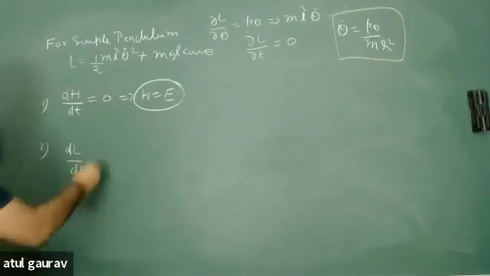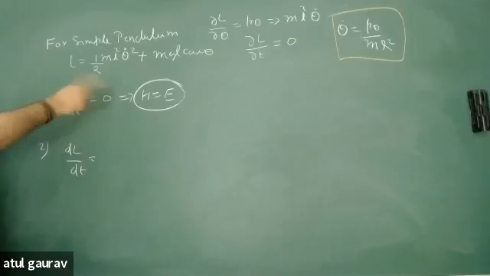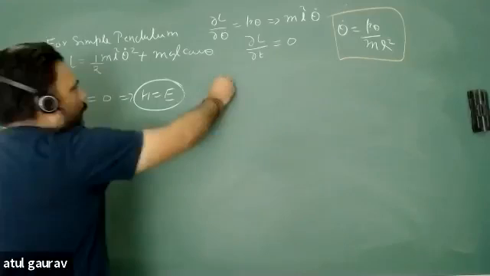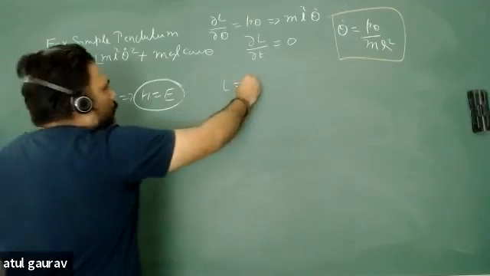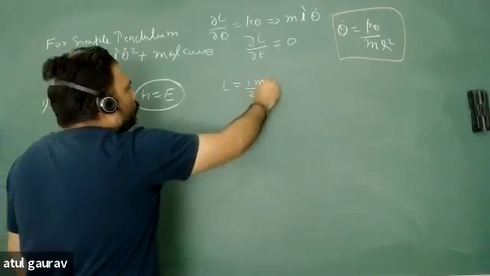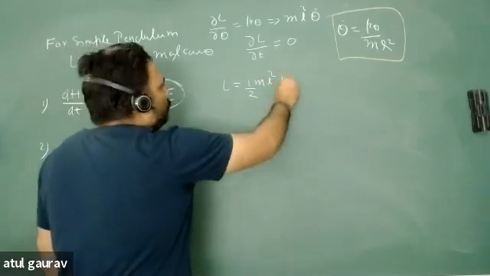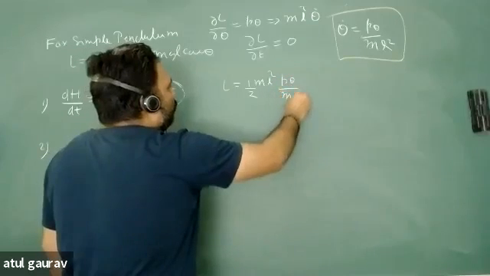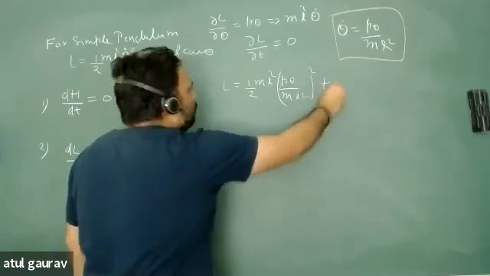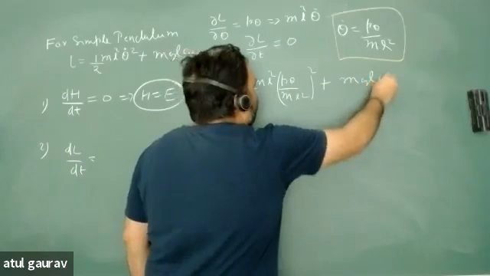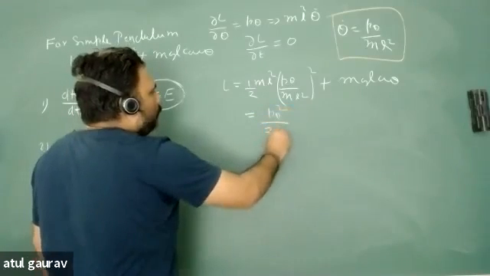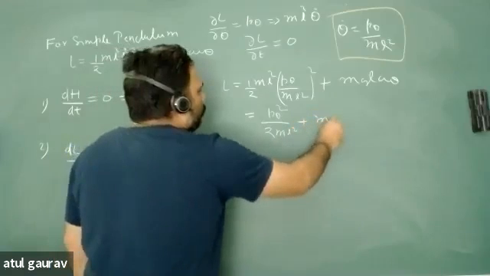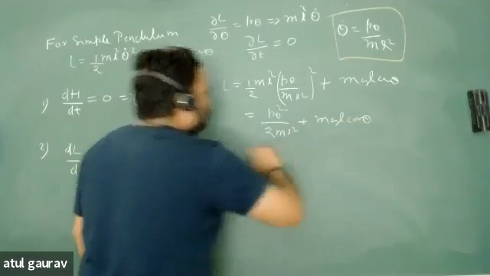So first, we just have to write L as a function of θ and p_θ. Mathematically, we can write it: θ dot can be replaced by p_θ over ml², so L will be half ml² times (p_θ upon ml²) whole squared plus mgl cos θ. And this will be p_θ² upon 2ml² plus mgl cos θ.